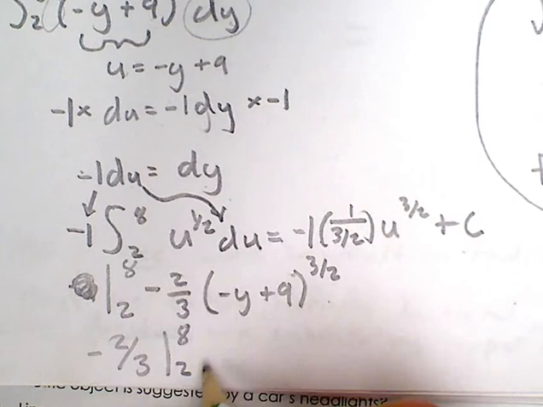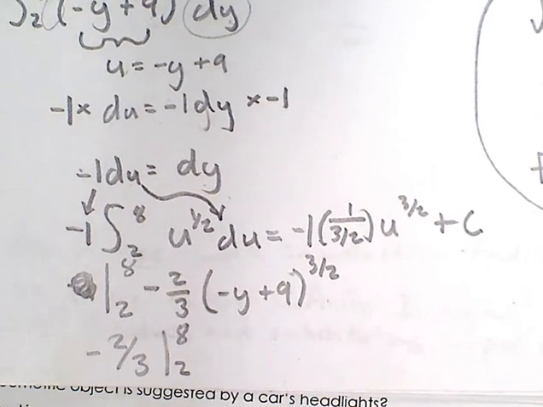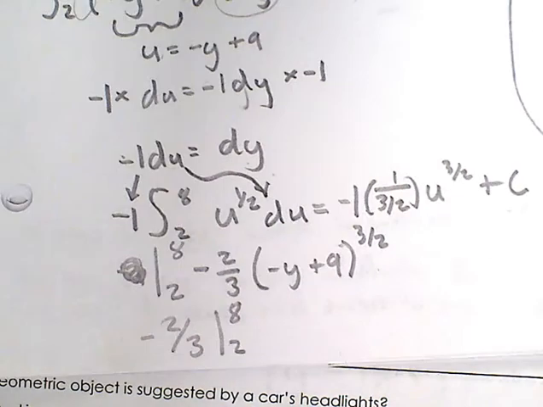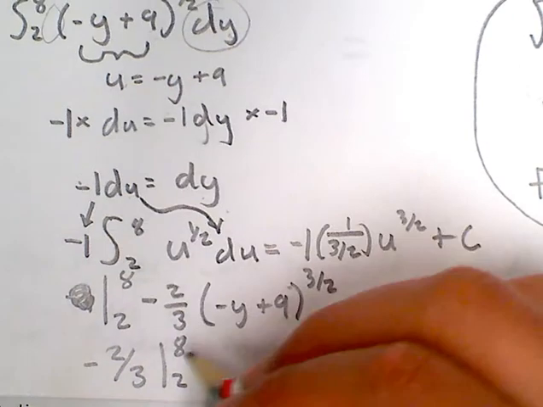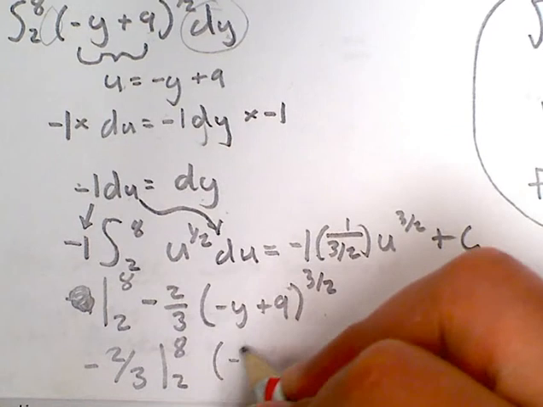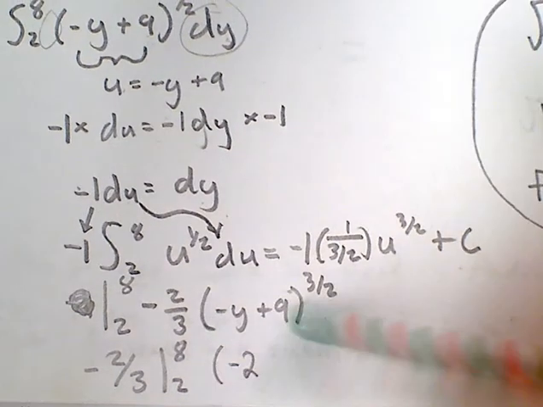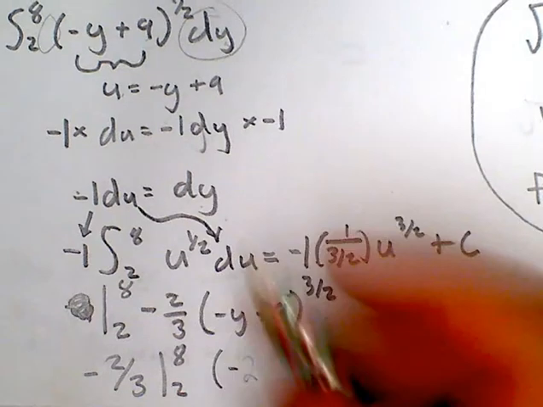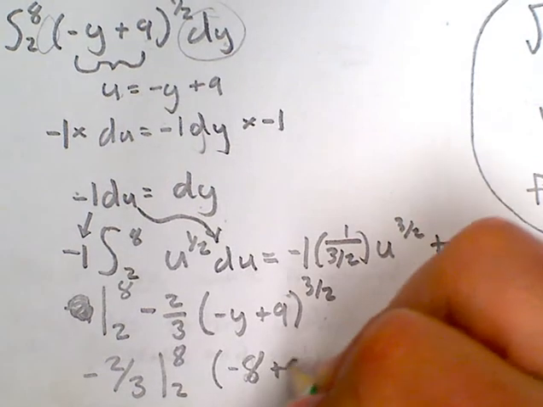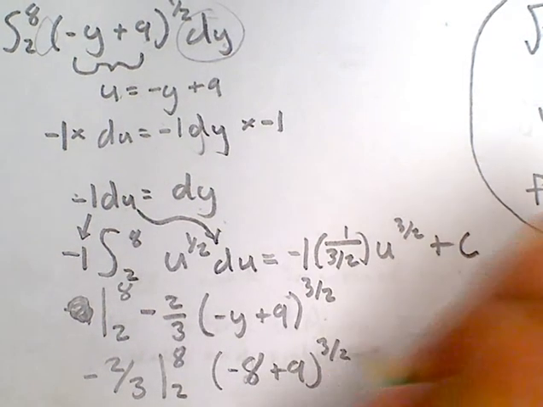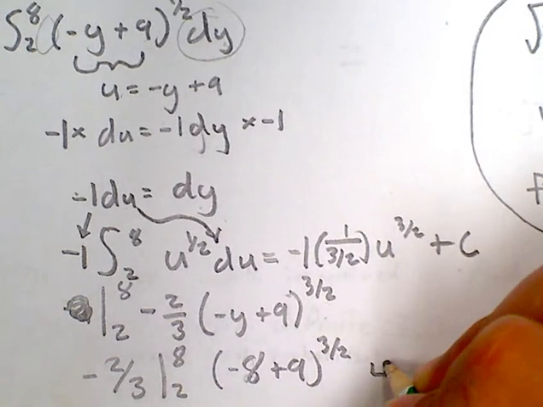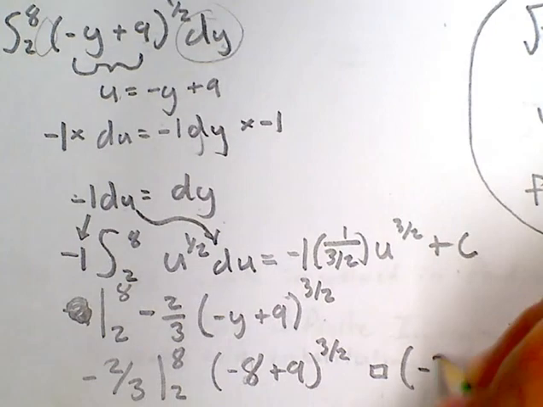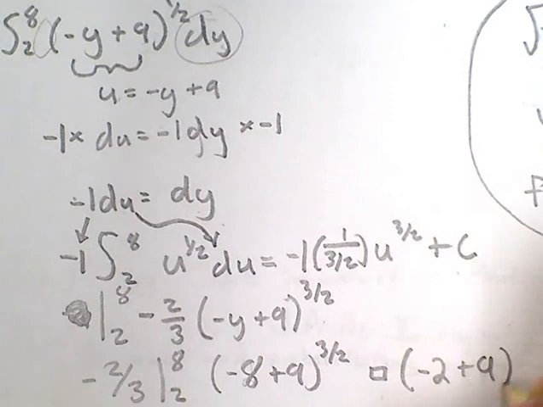I can factor that multiplying constant out. If I factor that multiplying constant out, now all I have to plug in is the negative 2. Sorry, I plug in the 8 first. My bad. The negative 8 plus 9 to the 3/2, minus the negative 2 plus 9 to the 3/2.